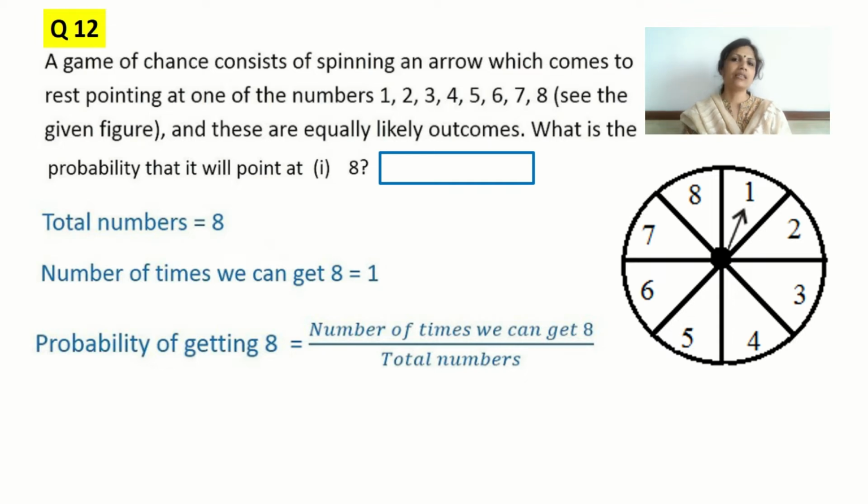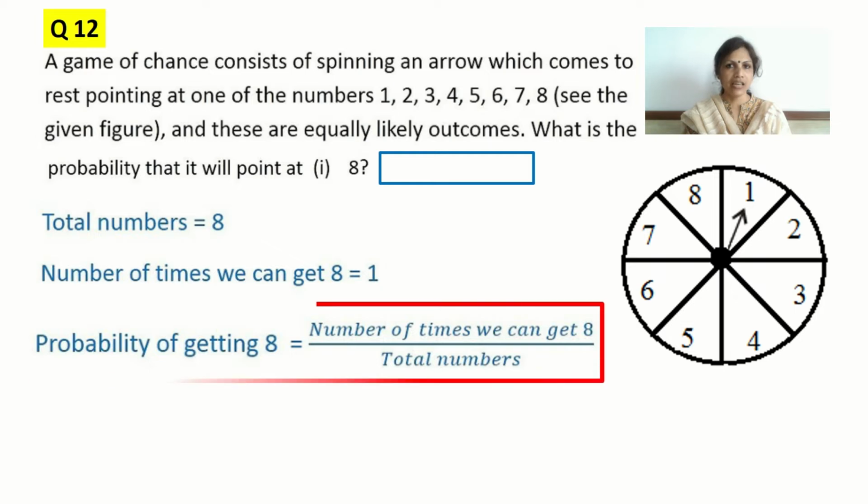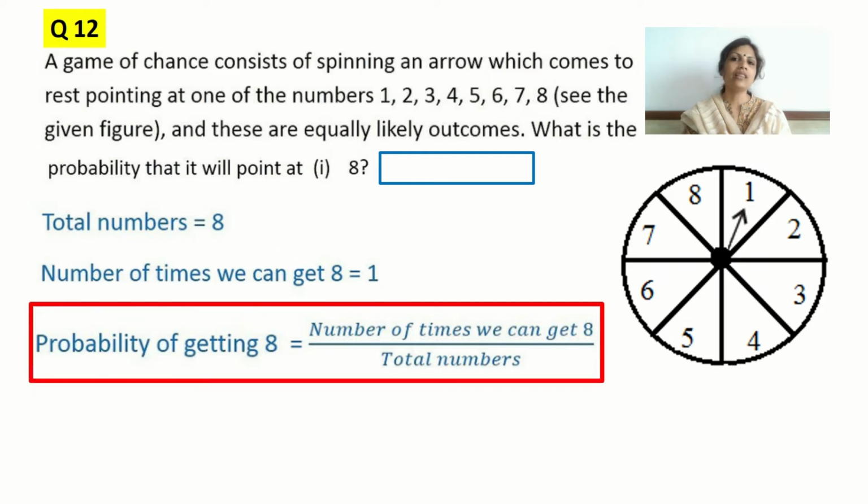Now we can use our simple formula of finding the probability. So probability of getting number 8 is equal to number of times we can get 8 divided by total numbers there on the spinning wheel. So number of times we can get 8 is only one time. So our answer is 1 upon 8. Alright. There is second part of the sum.